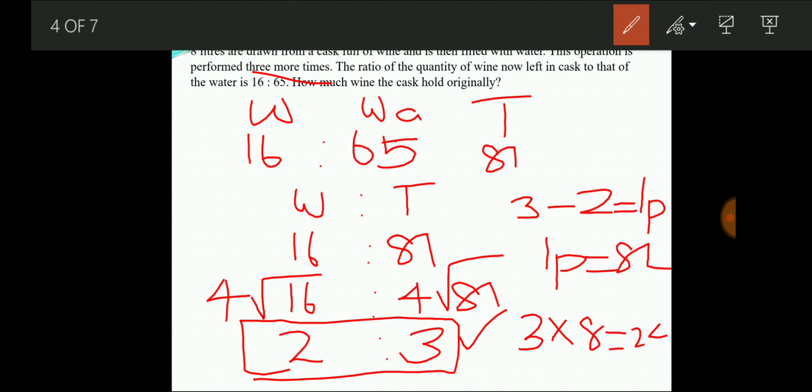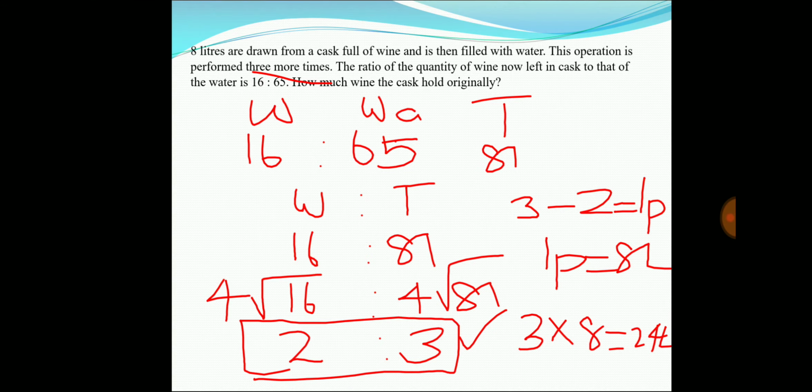A very simple procedure. Can you understand what I'm doing here? It is a matter of 15 seconds in which you can solve this problem. You don't have to take more time at all, just 15 seconds. So how do we solve this? All that I have to do is take the wine ratio with the total ratio. Wine is 16, total is 81. Because the process is repeated 4 times, I'm taking the 4th root of this. The 4th root of this is 2 is to 3, which means the difference of 2 is to 3 is 1 part.